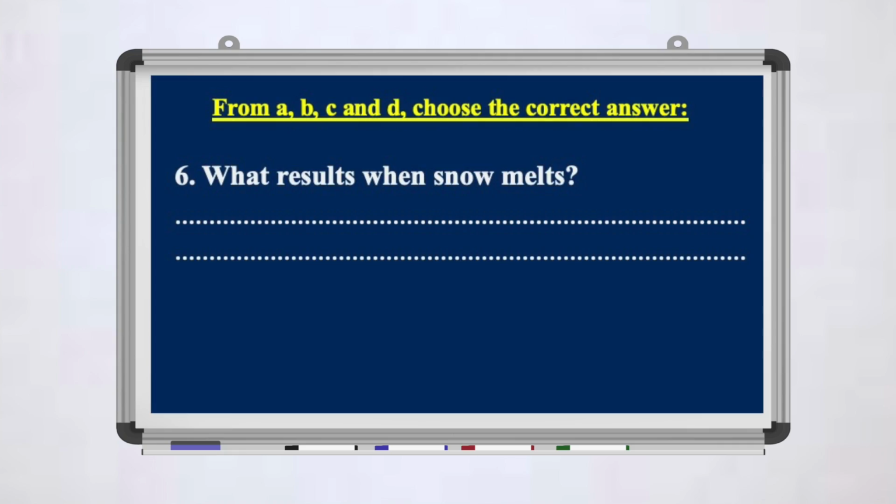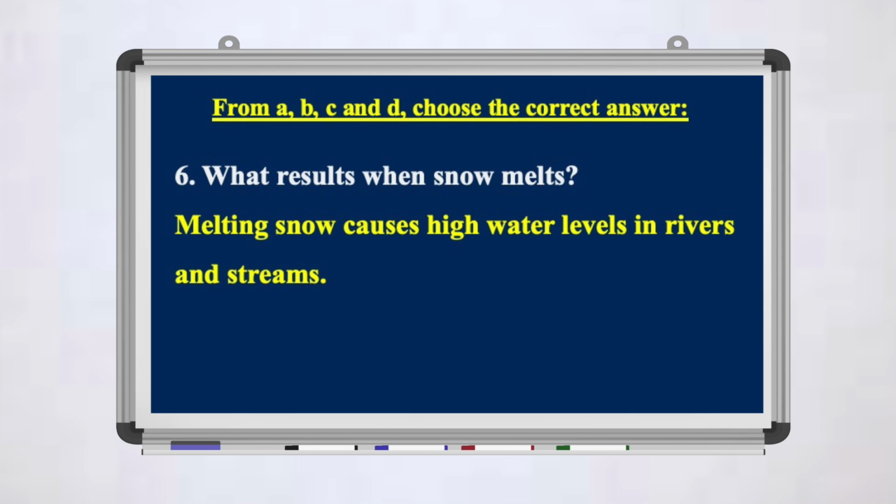What results when snow melts? This is also an explicit question. You'll find the answer inside the paragraph. The answer is melting snow causes high water levels in rivers and streams. Very good, job well done. We finished the reading comprehension.